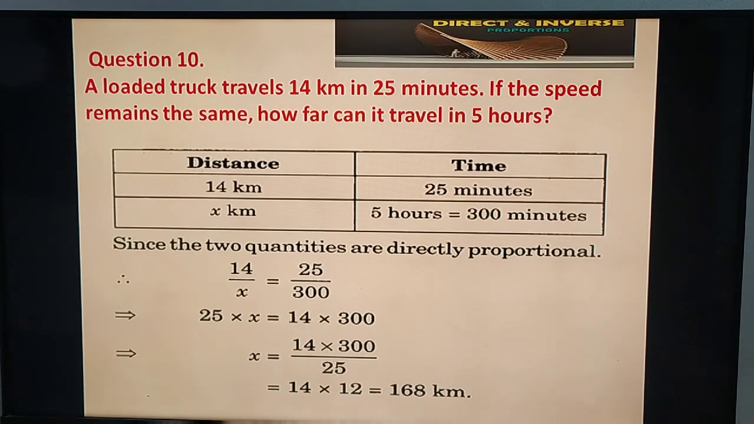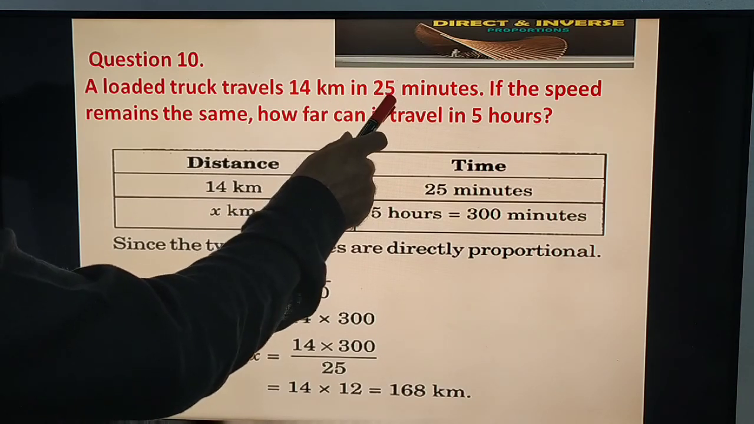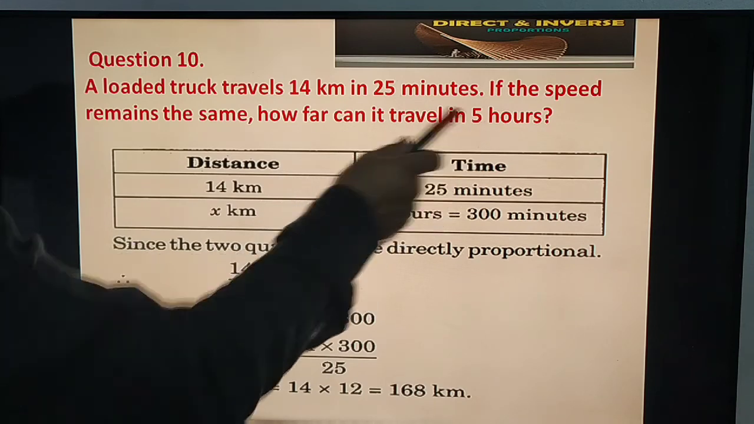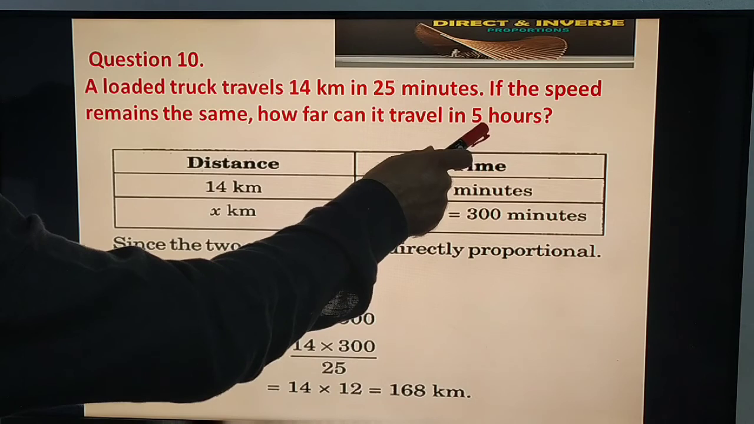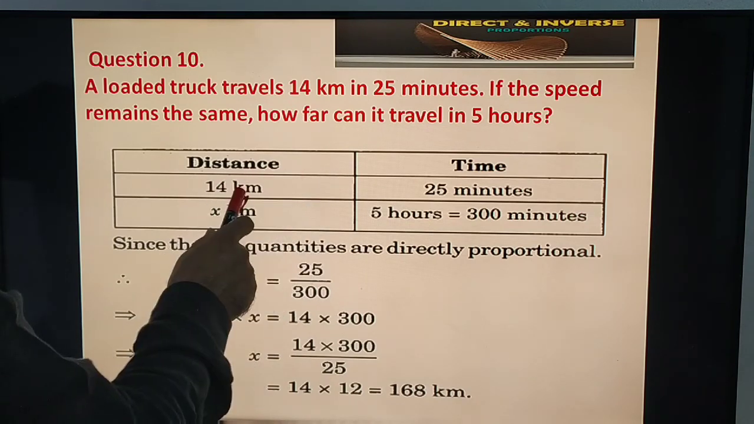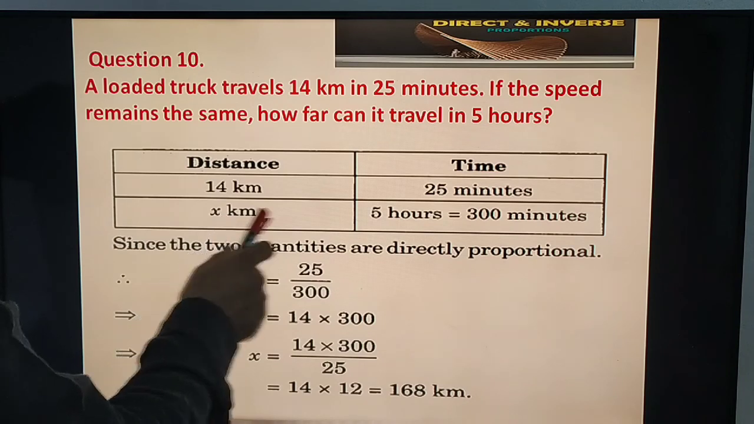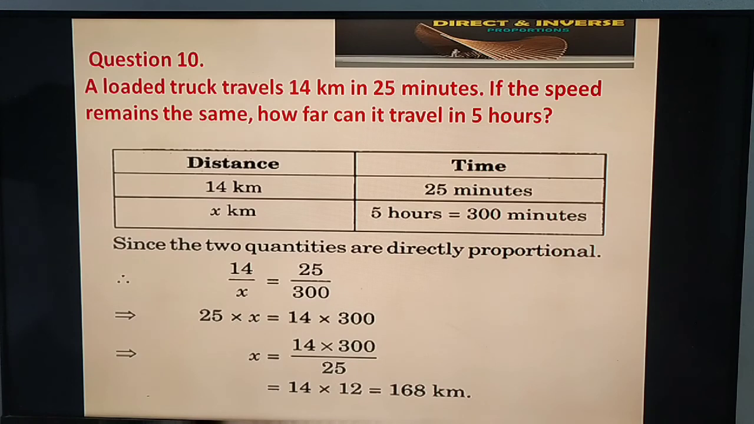Now let us take problem number 10. A loaded truck travels 14 kilometer in 25 minutes. If the speed remains the same, how far can it travel in 5 hours? This is given in minutes, so we have to convert hours into minutes also. So 14 kilometer is covered in 25 minutes. How much distance is covered if the time is 5 hours, which means 300 minutes?